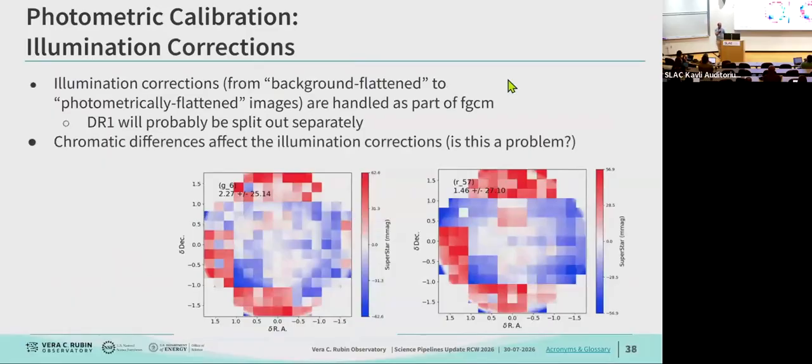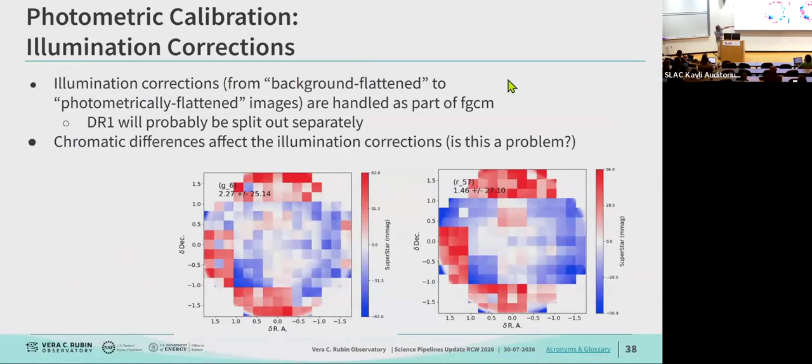So we have illumination corrections. These are basically the difference between background flattened and photometrically flattened images. In DP1, we split these out separately. In DP2, they were actually just internal to FGCM, and in DR1, they'll be split out again.